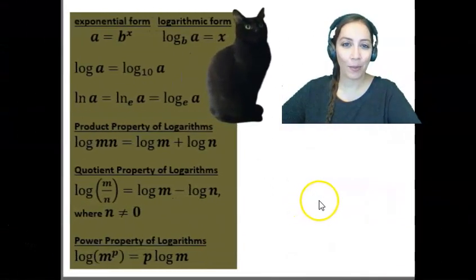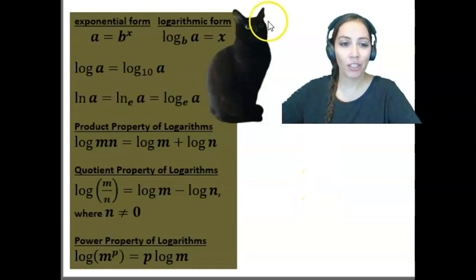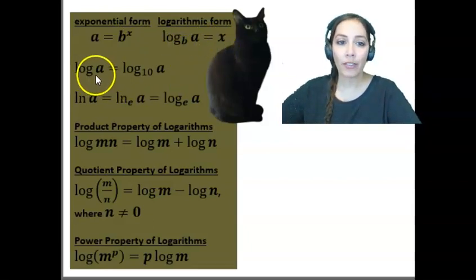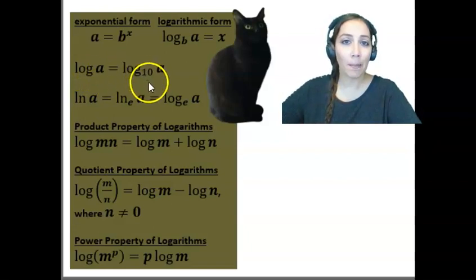I am here with Chloe with her latest cheat sheet notes. She wants you to know that exponential form is when a equals b to the x power. Log form is log base b of a equals x. When you have log of a, it really is log base 10 of a. We just don't write the 10. When you have natural log of a, it's really log base e of a. We just don't write the e.